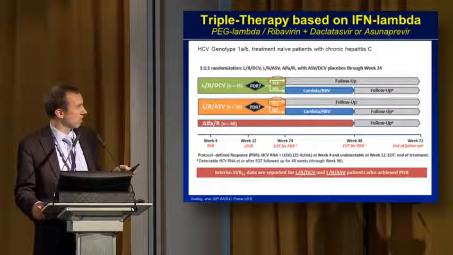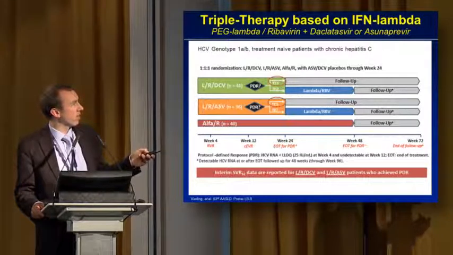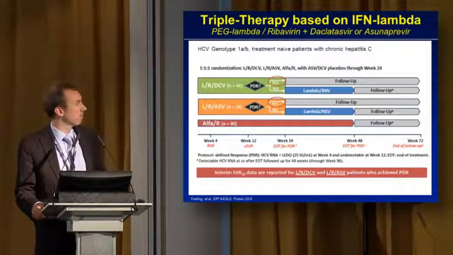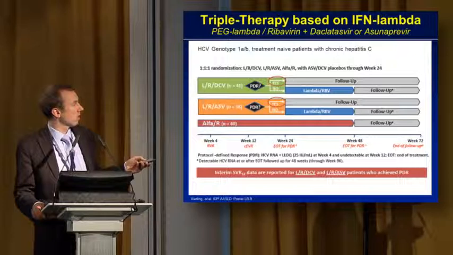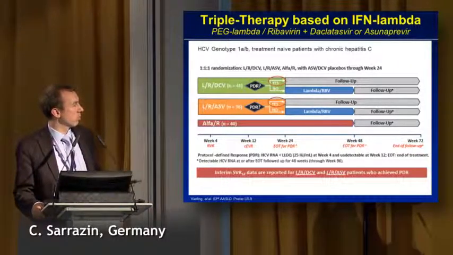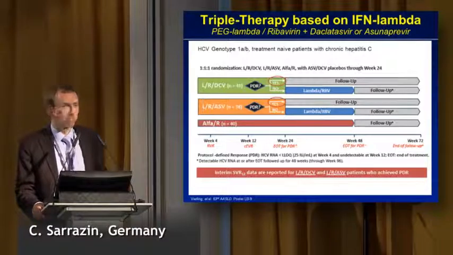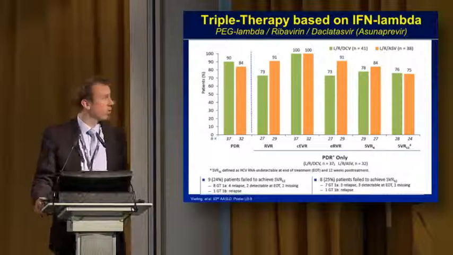Next slide, please. And they performed a large study with PEG lambda plus ribavirin, plus either the NS5A inhibitor daclatasvir or the protease inhibitor asunaprevir. And this is a typical triple therapy, conventional triple therapy with daclatasvir or asunaprevir in comparison to placebo dual combination therapy, with early treatment success patients treated only for 24 weeks. Next slide, we can see the efficacy of that approach, and this looks very promising here.